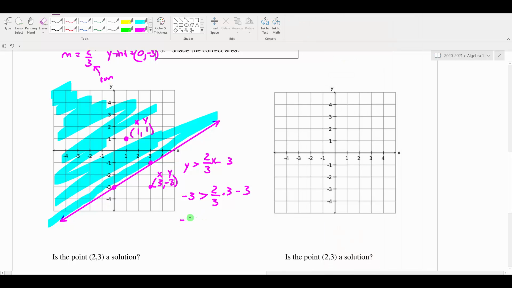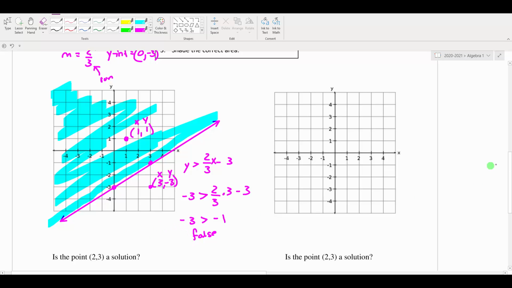So we end up with this statement: negative 3 is greater than negative 1. Well, that's false. Negative 3 is not greater than negative 1. It's smaller than negative 1. So this is false, which is what we had suspected. I tested a point on this side and it was true, so I shaded that side, meaning every point on this side will make a true statement, and every point on this side of the line is going to make a false statement.